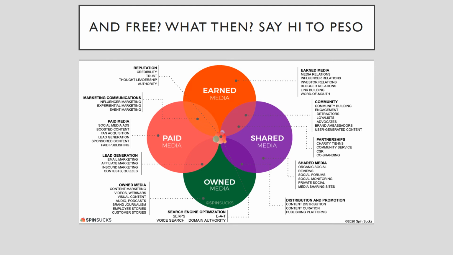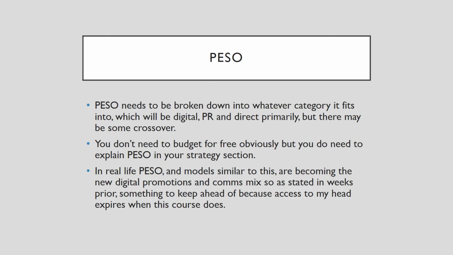Do look at each category on this slide though. It is quite interesting to look at. So PESO needs to be broken down to whatever category it fits into, which will be digital, PR, and direct primarily, but there may be some crossover. You don't need to budget for free, obviously, but you do need to explain PESO in your strategy section. In real life, PESO and models similar to this are becoming a new digital promotions and comms mix. So as stated in weeks prior, something to keep ahead of because access to my head expires when this course does.